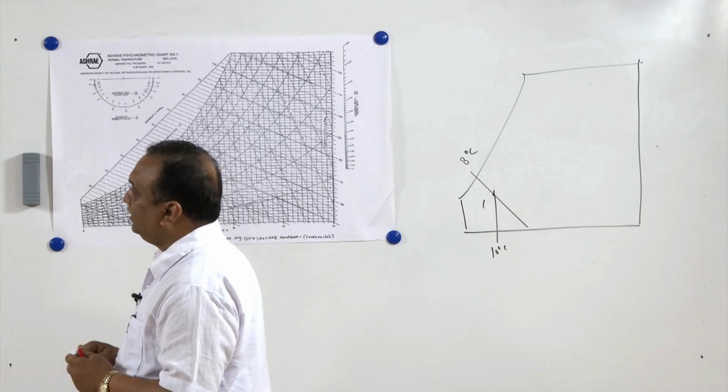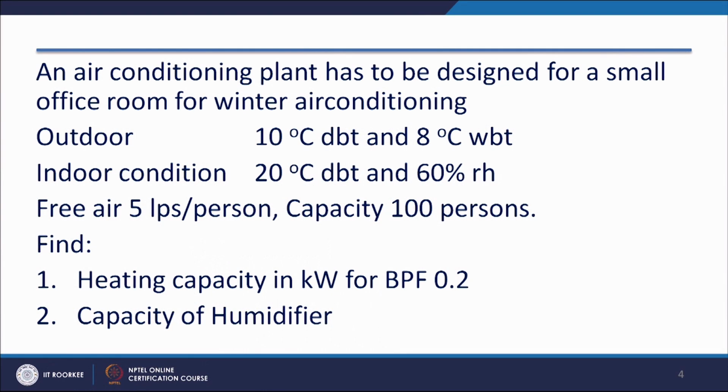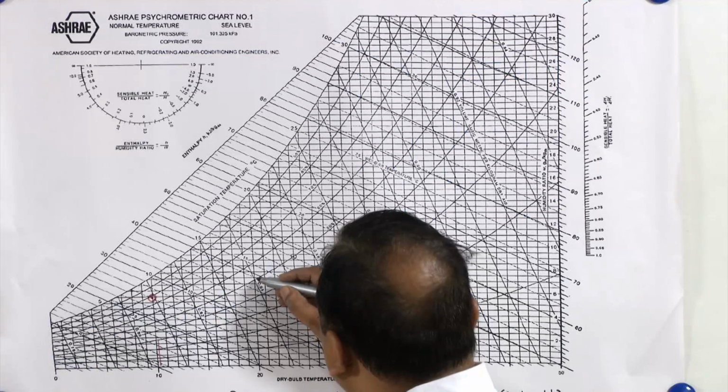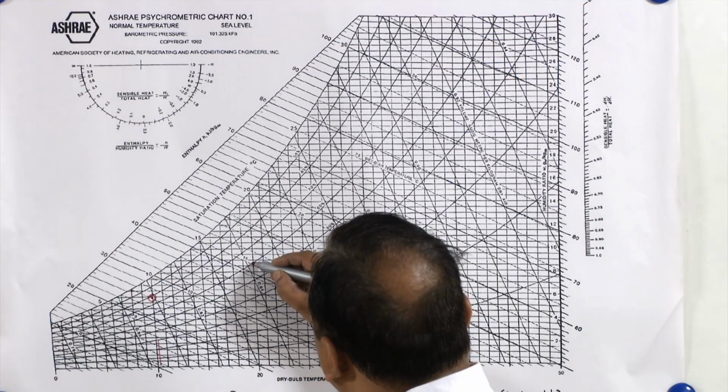Now, the indoor condition is 20 degree centigrade dry bulb temperature and 60% RH. So, 50% and 60%. This is the indoor condition.